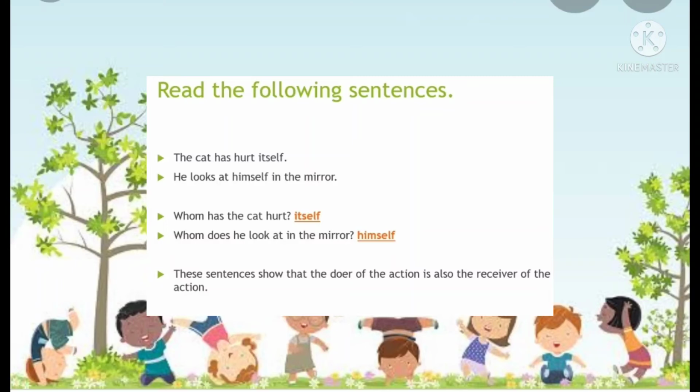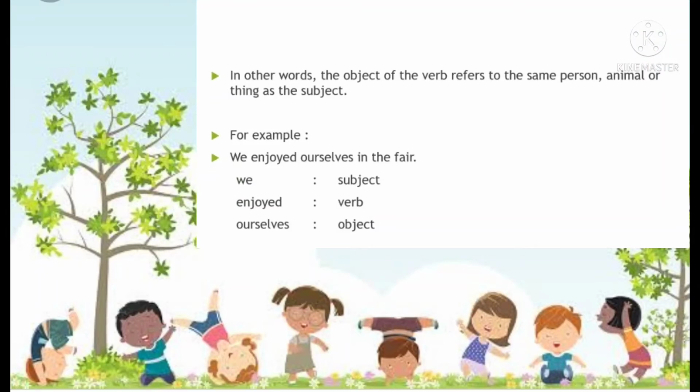These sentences show that the doer of the action is also the receiver of the action. As you can see, doer and receiver both are same. The cat itself and he himself. In other words, the object of the verb refers to the same person, animal, thing as the subject.